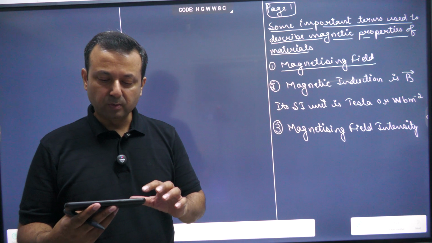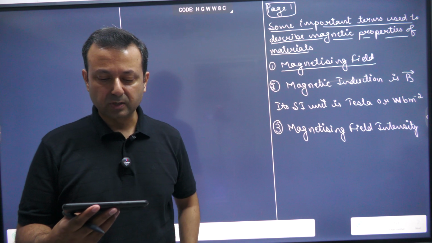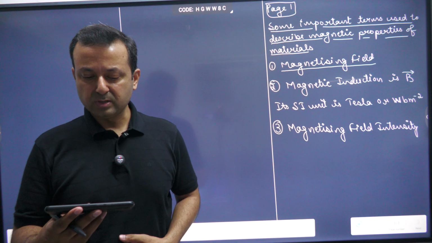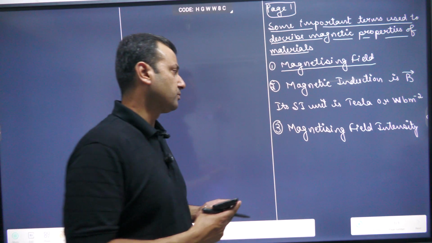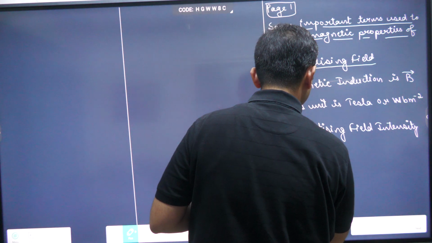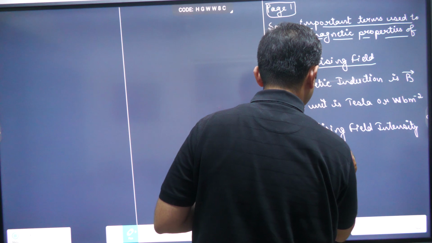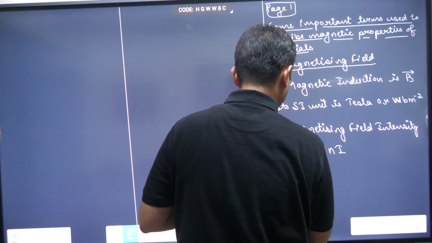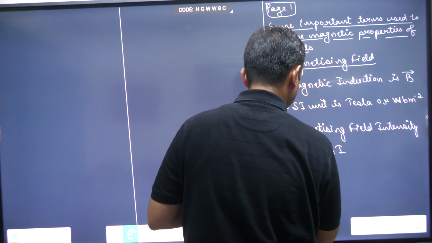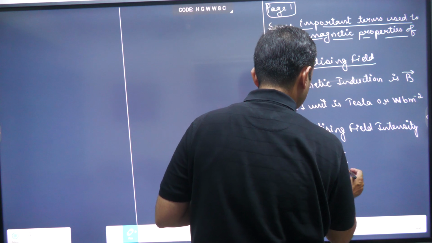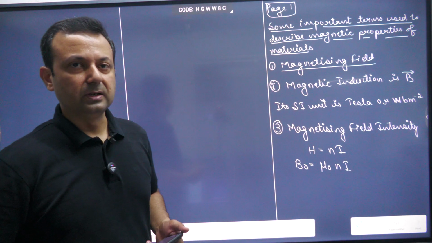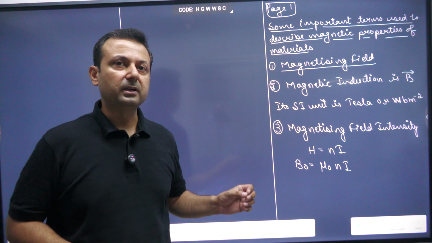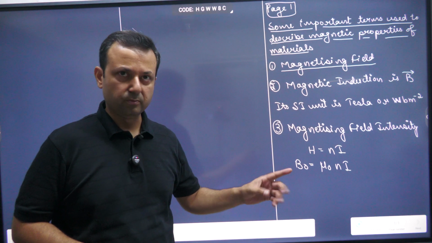Its magnitude may be defined as the number of ampere turns flowing around the unit length of the solenoid required to produce the given magnetizing field. So H is equal to Ni, and we know that B naught is equal to mu naught Ni. This is the magnetic field which is developed inside a solenoid.